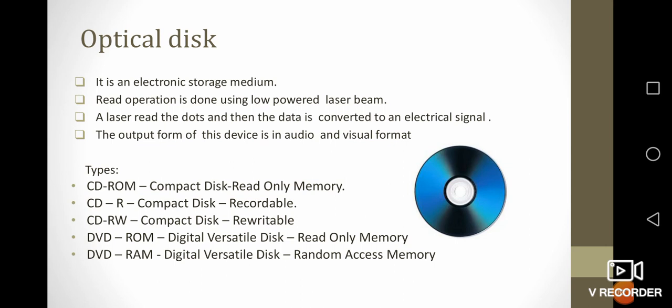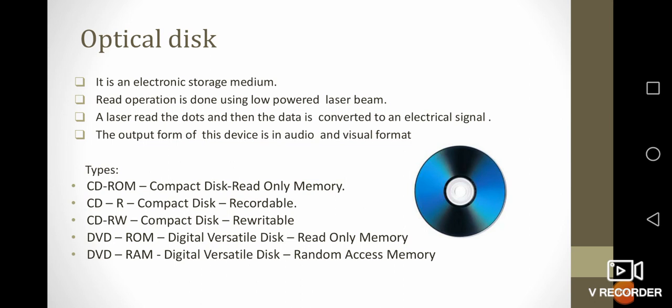There are various types of CD. The first type is CD-ROM. CD-ROM means compact disk read-only memory. You can store the data, but it can only be read. CDR, that means compact disk recordable. That means the data can be recorded over here. CDRW, that means a compact disk rewritable. The data can be changed, but the CD has a very small quantity of memory.